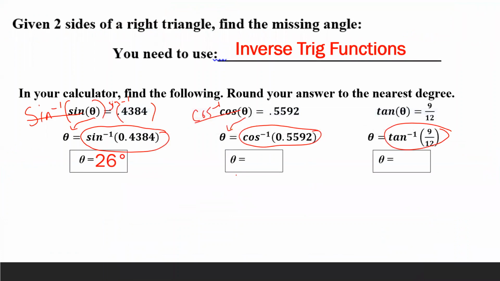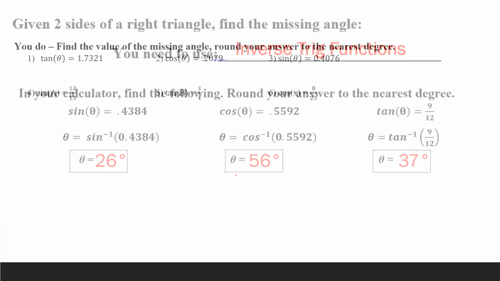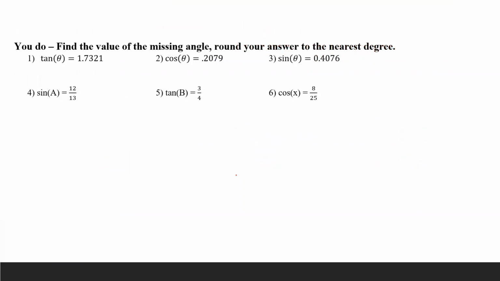Okay, so you should type in cosine inverse of 0.5592, rounded, you should get 56. Tangent inverse of 9/12, you should get 37. So if I were you, I'd pause here, work on Desmos, and try to get those answers. Okay, so here, same thing, round your answer to the nearest degree. I would pause your video here, see what you can do. And these are your answers.